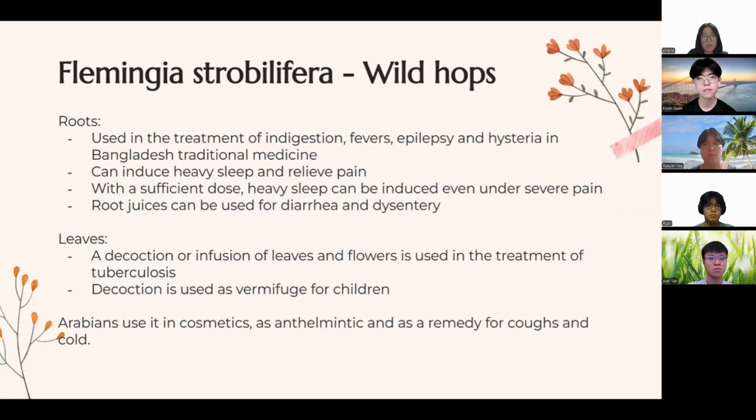So some of the uses, the roots can be used in the treatment of indigestion, fevers, epilepsy, and hysteria in Bangladesh traditional medicine. It can induce a heavy sleep and relieve pain. With a sufficient dose, heavy sleep can even be induced under severe pain. The root juices can also be used for diarrhea and dysentery. A decoction or infusion of leaves and flowers can be used in the treatment of tuberculosis and as a vermifuge for children. Arabians use it in cosmetics, as an anthelmintic, and as a remedy for coughs and colds.